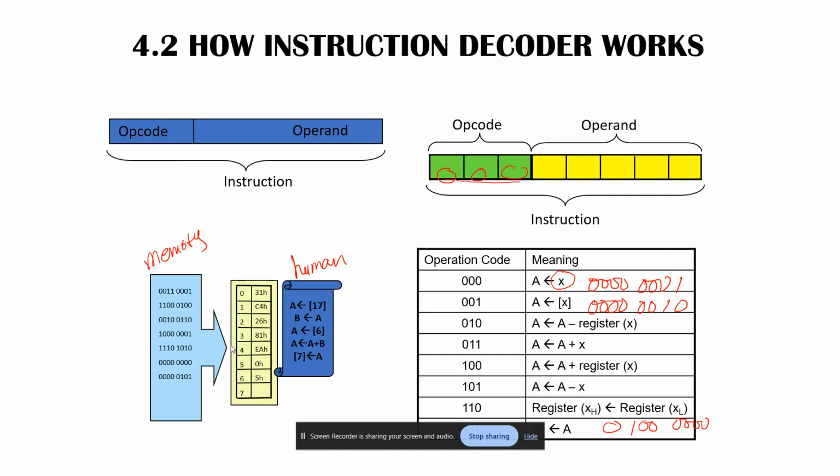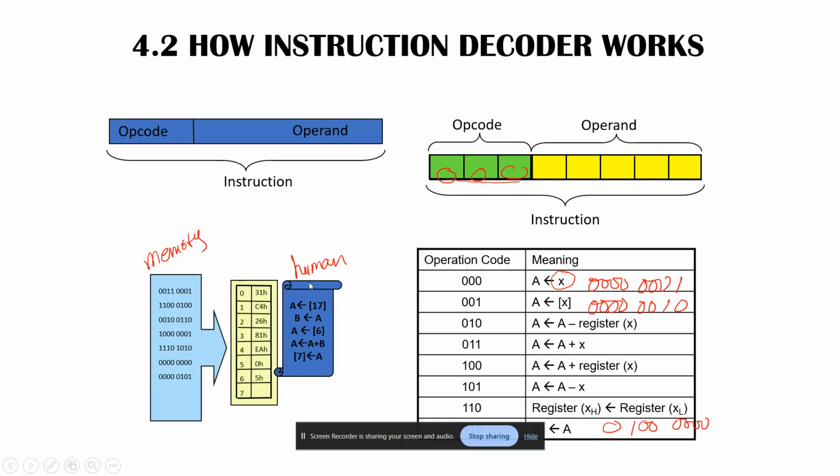Now moving toward how the instruction decoder works. So actually, this is memory. Memory is always in binary or assembly. This is binary language written here, and this is 0, 1, 2, 3, 4, which we can understand as an address, and this is what we are understanding.